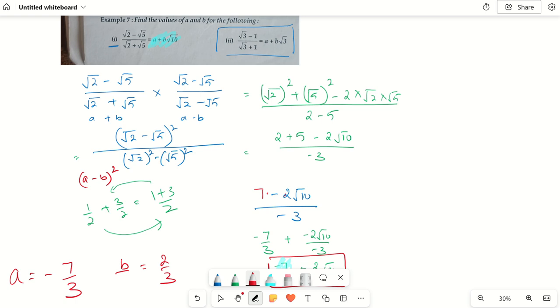We have seen how to do rationalization, how a minus b whole square works with roots, how a square minus b square works with roots. I hope it has cleared many of your doubts. If you are still living in doubt, please write in the comment box, and do the blue box question here as your homework, as your assignment, and write the answers in the comment box.